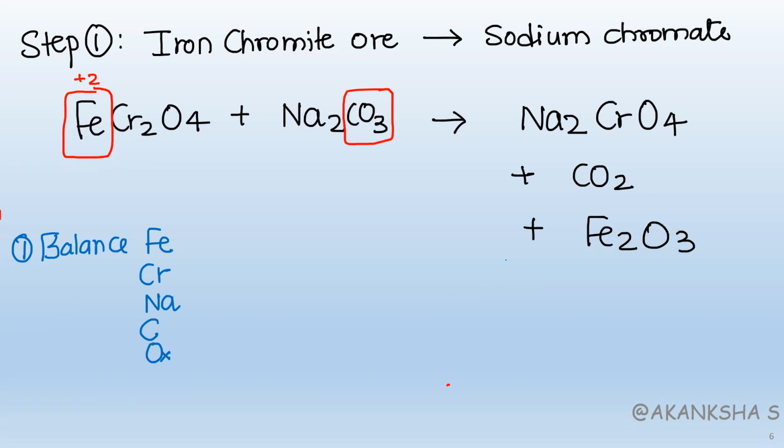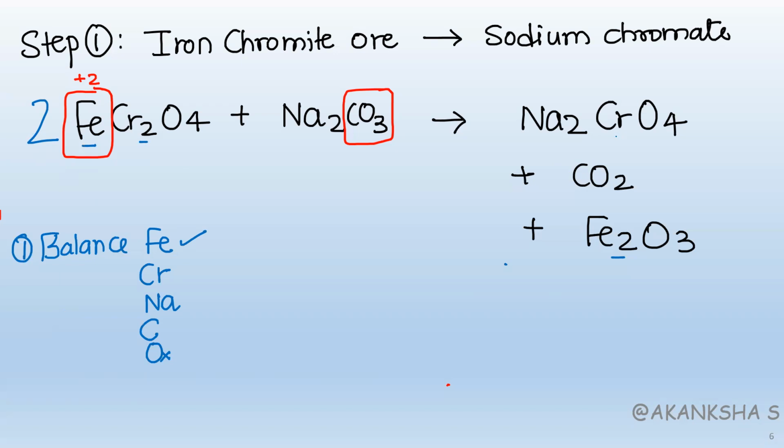How many irons do we have over here on the product side? 2, reactant side 1. So we are going to give a coefficient 2 over here. So iron is balanced. Let's see chromium. How many chromiums do we have? 2, 2s are 4.